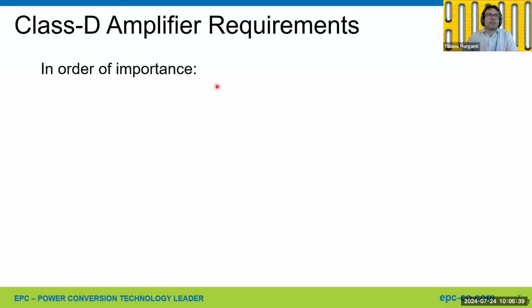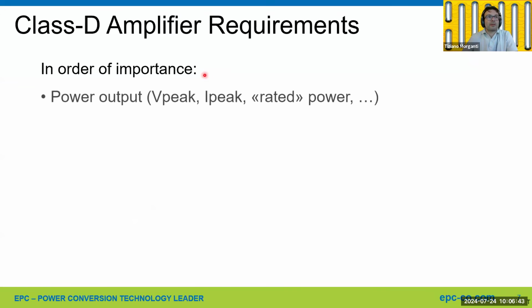So what are the main requirements for a Class-D audio amplifier? First of all, the power output is the main requirement that we have. We specify the peak voltage, the peak current output, and rated power, and we could discuss for a few hours what the definition of rated power is, but it's not a topic of this webinar.